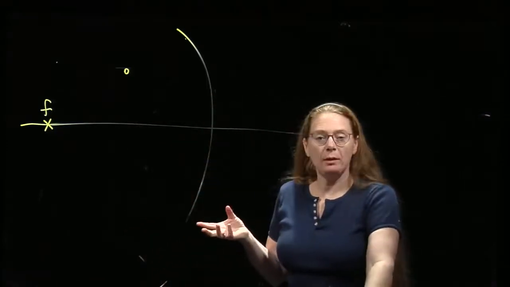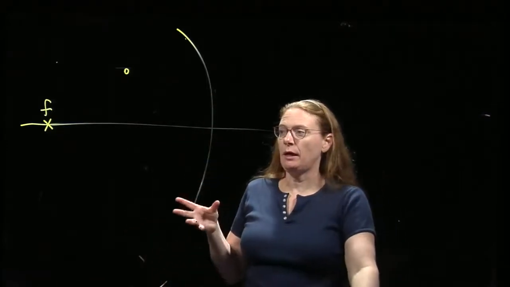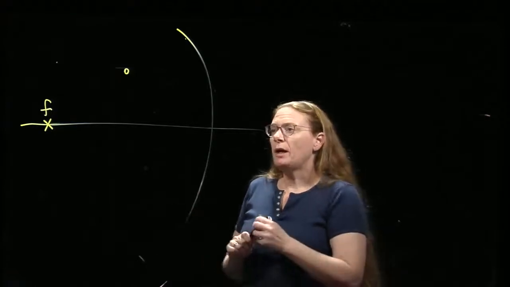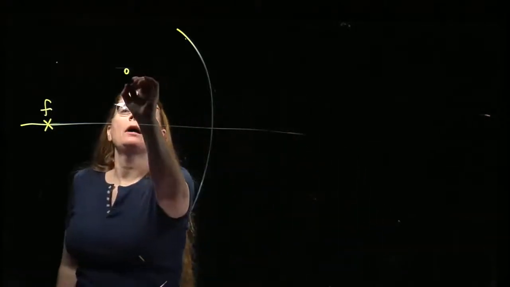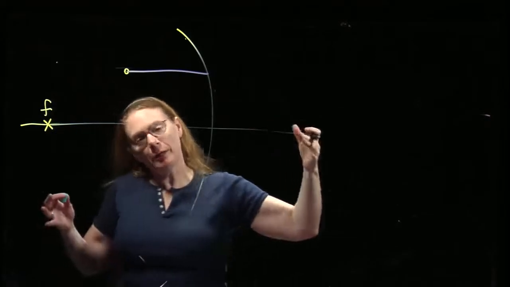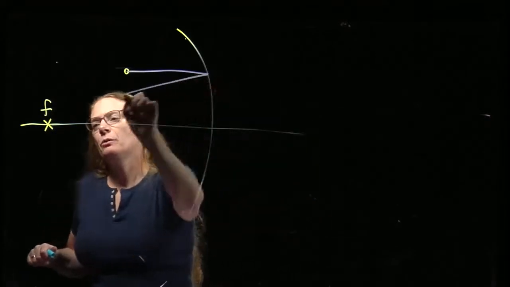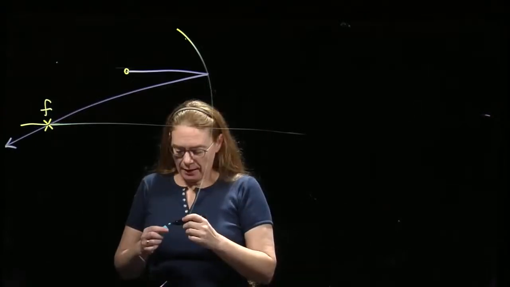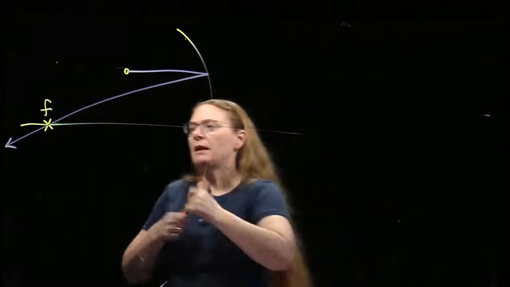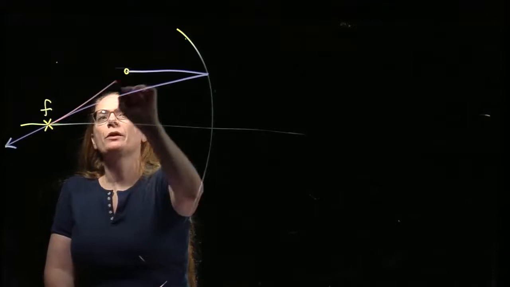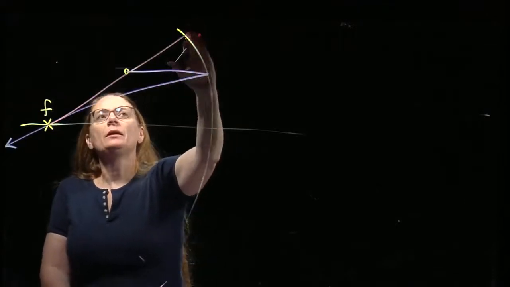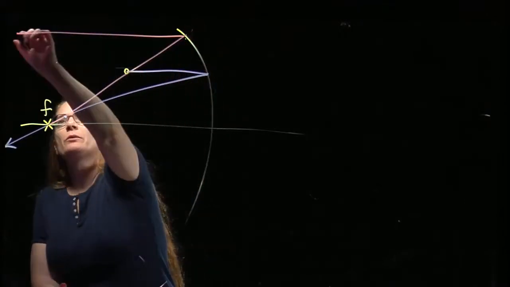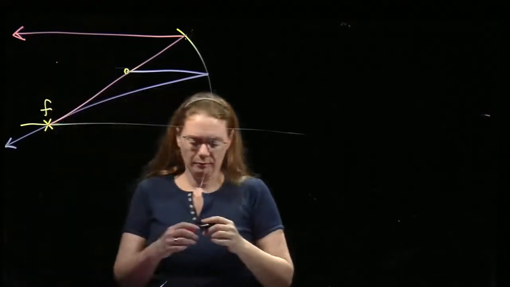So let's do the same light ray analysis. We're going to have a light ray that goes out parallel, and all those parallel rays that hit the mirror, they go through the focal. And then, if we have a light ray that lines up with the focal, when it leaves the mirror, it's going to leave the mirror parallel.